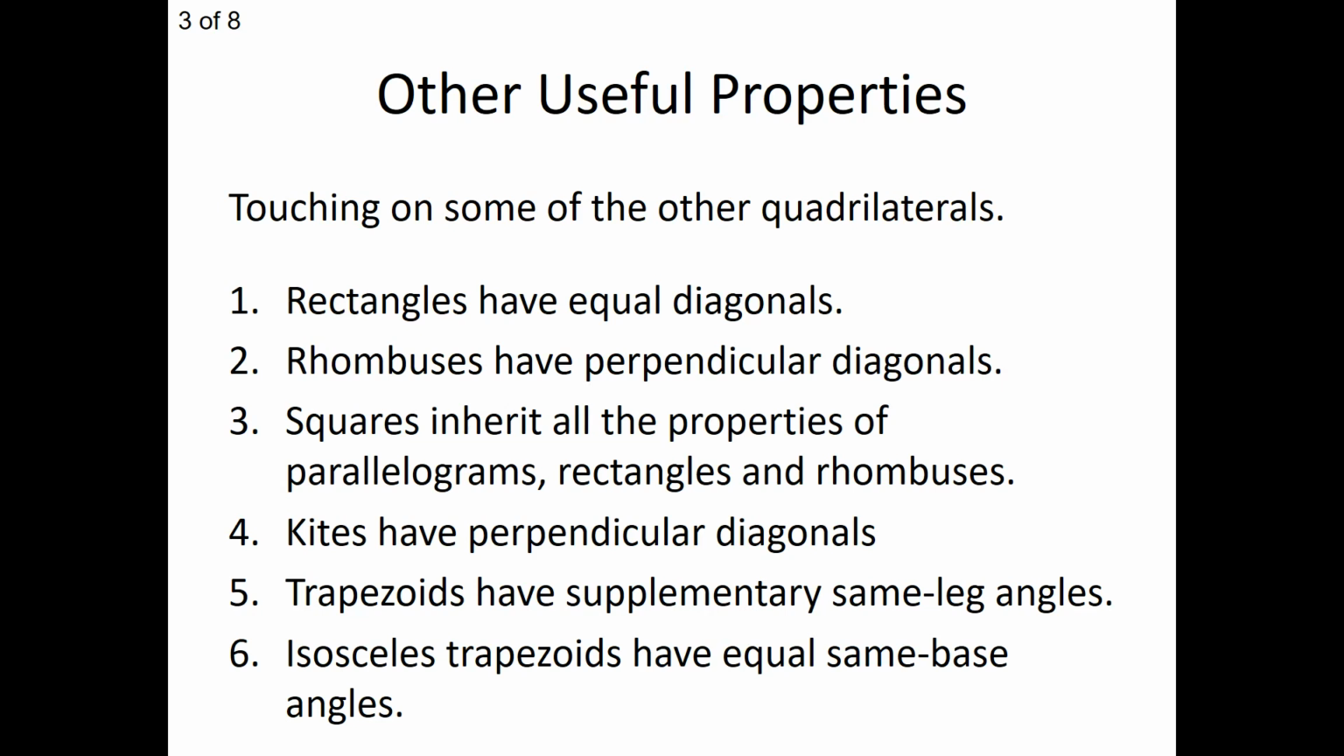These are the angles that are formed on a leg. Now, the isosceles trapezoid actually has two properties to it. It has equal diagonals, and it also has equal same base angles. So the base angles, the angles that are formed on a single base, are actually going to be equal to each other in an isosceles trapezoid. Now, I'm not going to ask you to prove all of these.